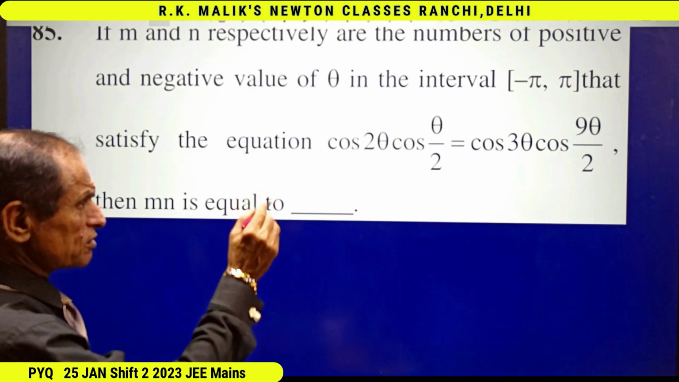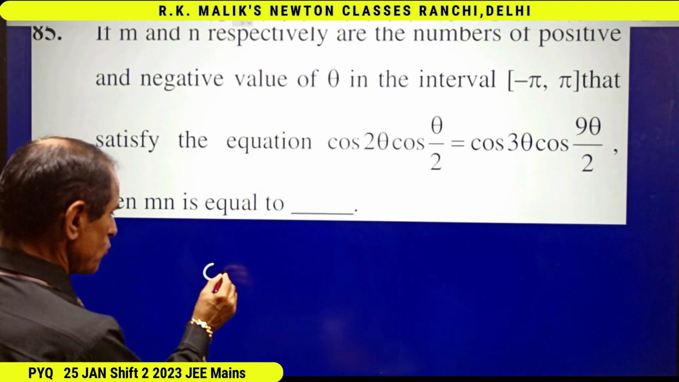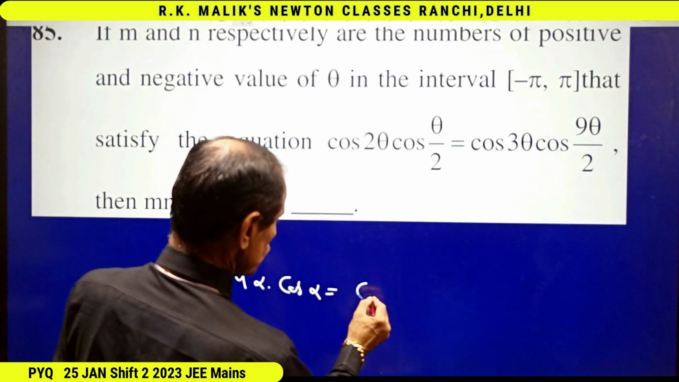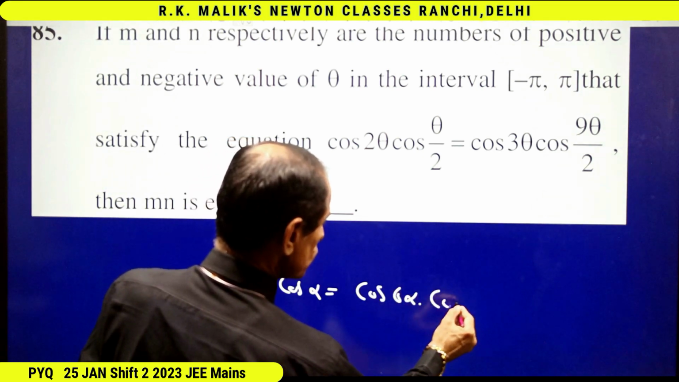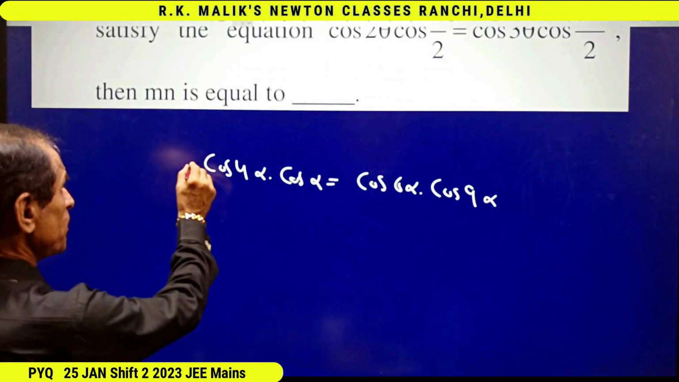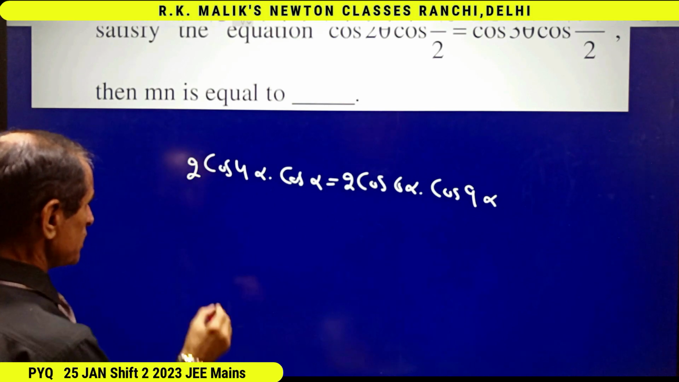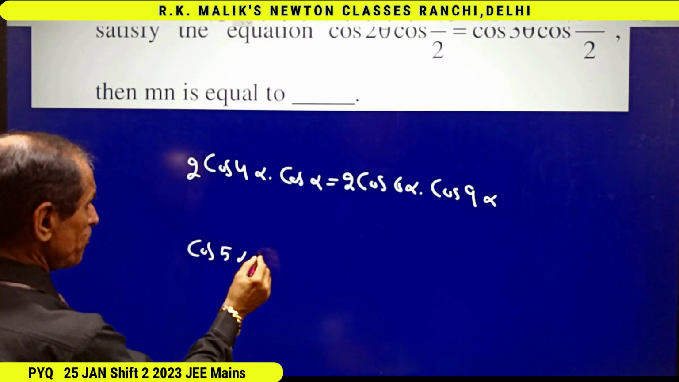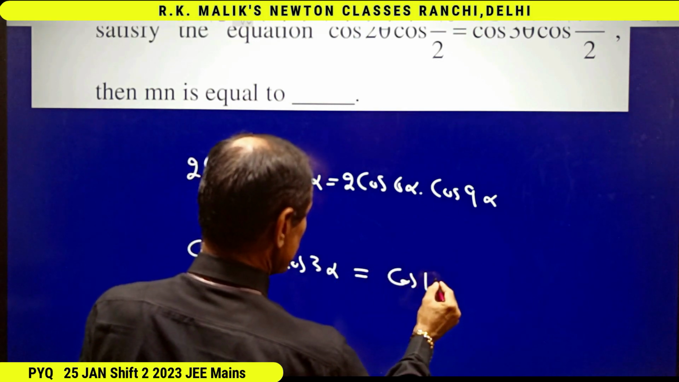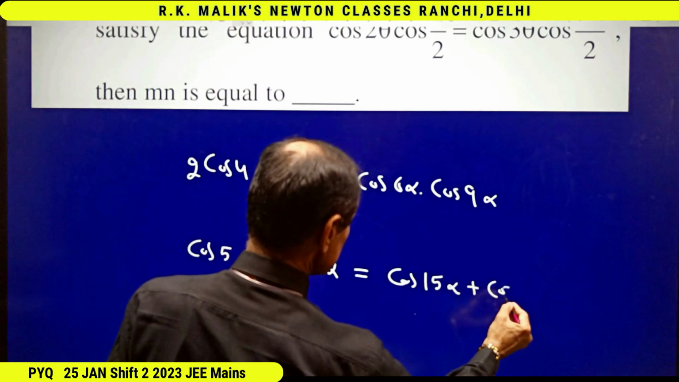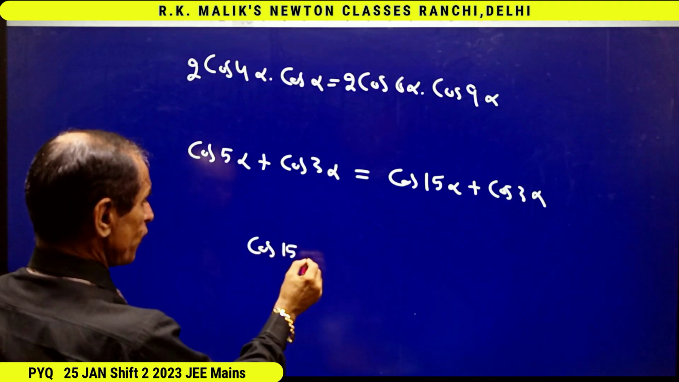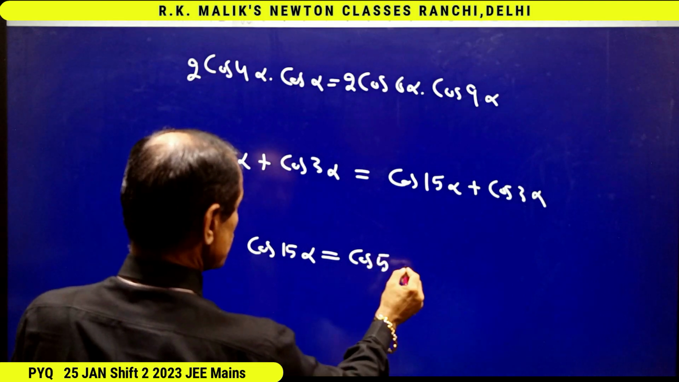That is, once you have got the value of alpha, you will get the value of theta also. And now putting theta equal to 2 alpha, I get cos 4 alpha into cos alpha is equal to cos 6 alpha into cos 9 alpha. Now multiply both sides by 2, I get cos 5 alpha plus cos 3 alpha is equal to cos 15 alpha plus cos 3 alpha. That is, I get cos 15 alpha is equal to cos 5 alpha.